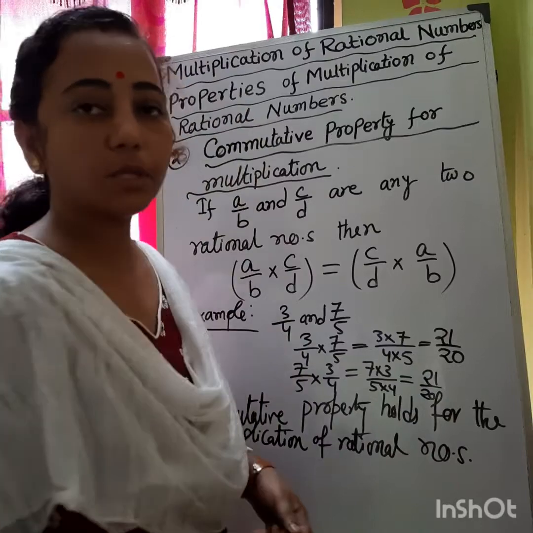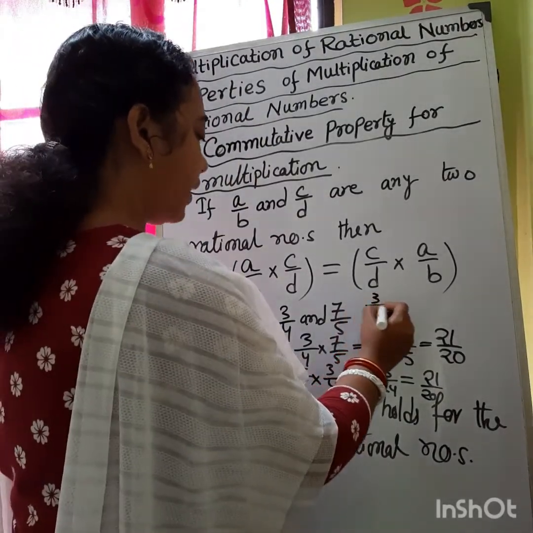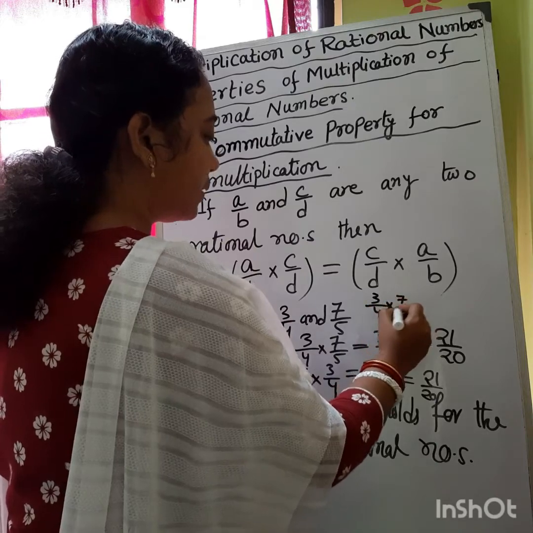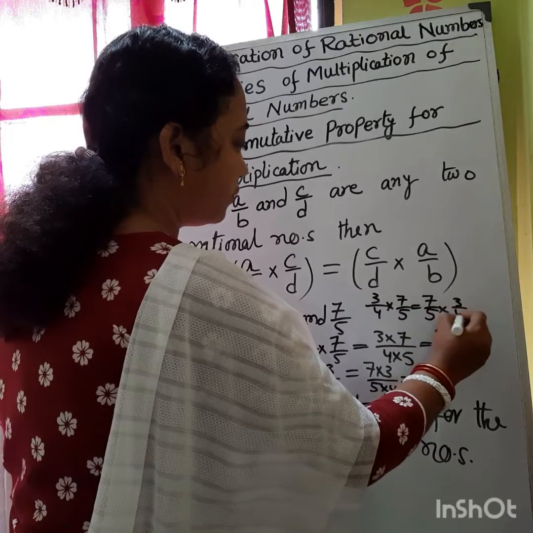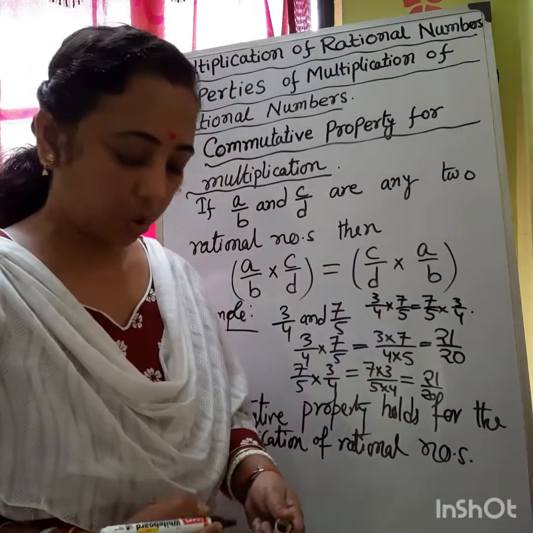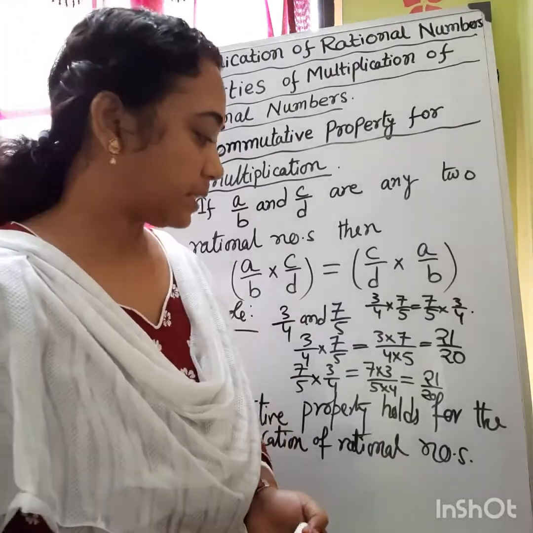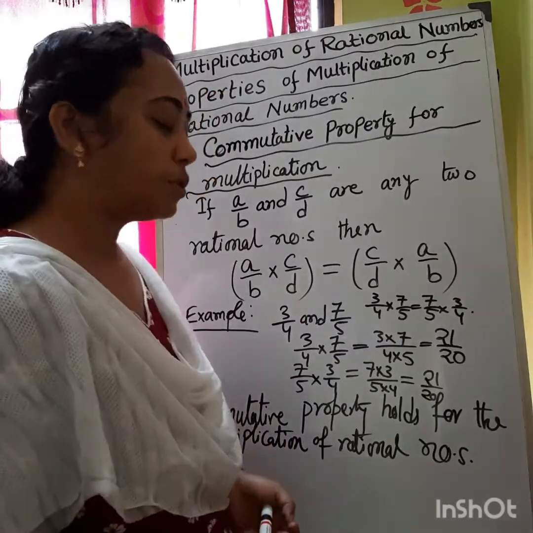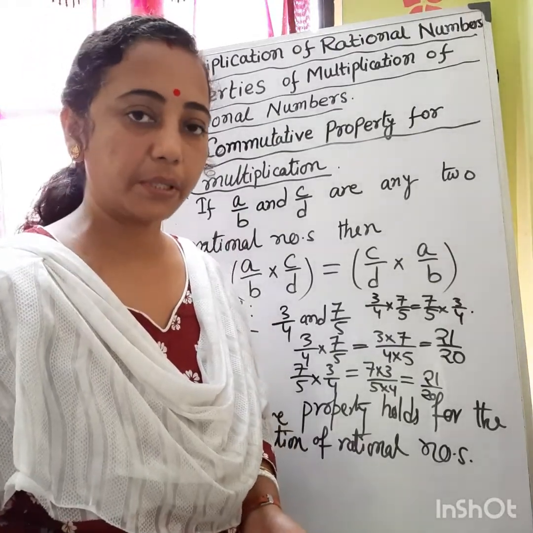So in both the cases we are getting the same result. So we can say that 3 by 4 multiplied by 7 by 5 is equal to 7 by 5 multiplied by 3 by 4. So if we interchange their order, the value of the product will remain same. So we can say that commutative property holds for the multiplication of rational numbers.